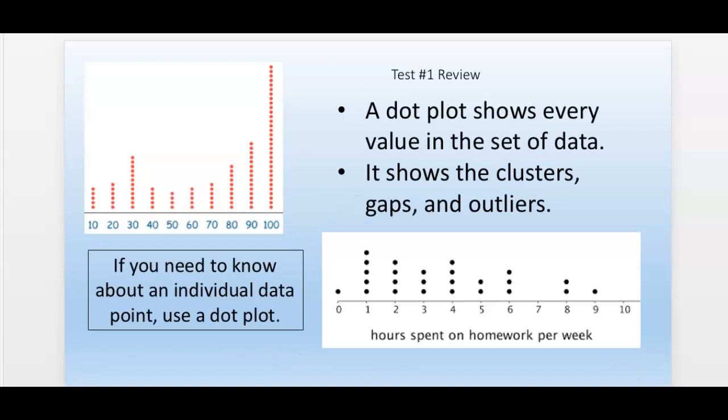We also looked at a dot plot. It shows every value in a set of data. It shows the clusters, the gaps, and the outliers. If you want to know about an individual data point, then you have to use a dot plot.